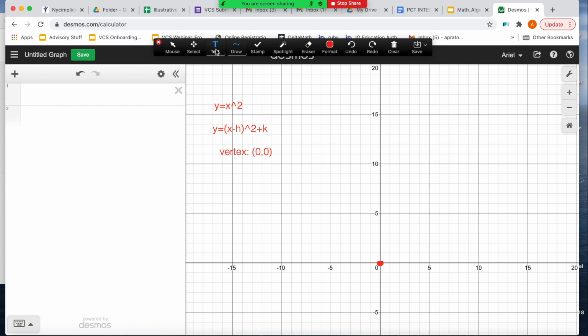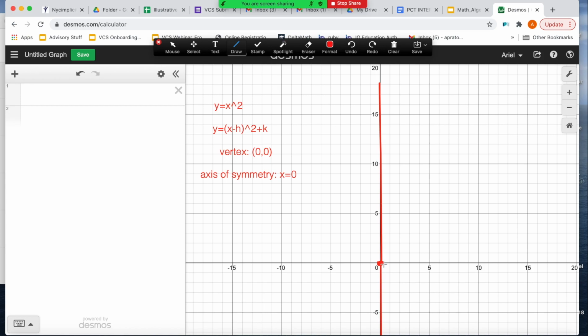The next thing we know is we know the axis of symmetry goes through the x-coordinate of the vertex. So we know the axis of symmetry here is just 0. So I can draw an axis of symmetry right on my y-axis.